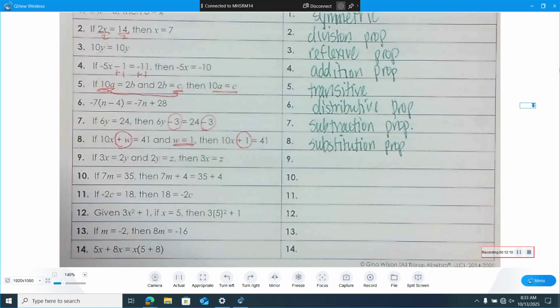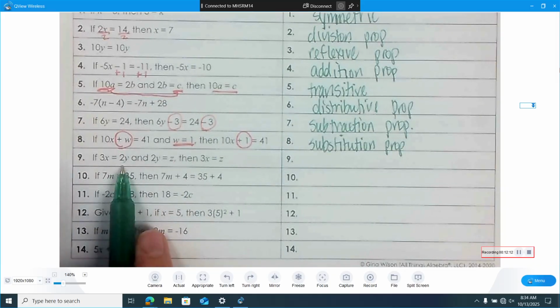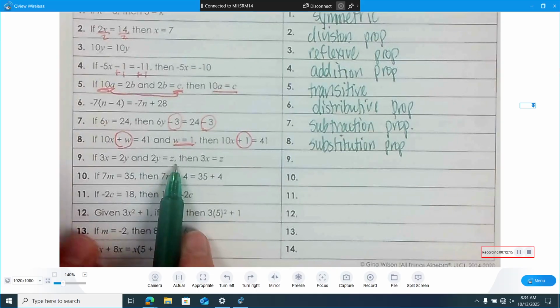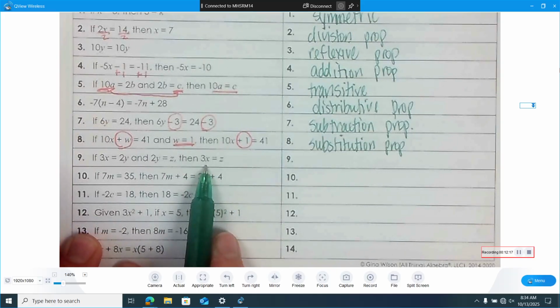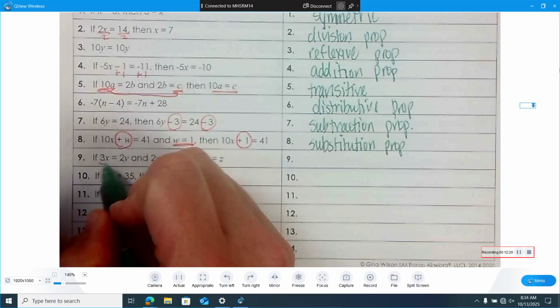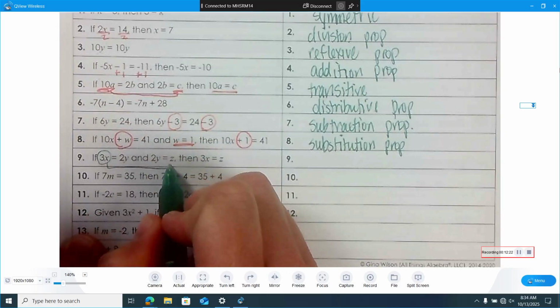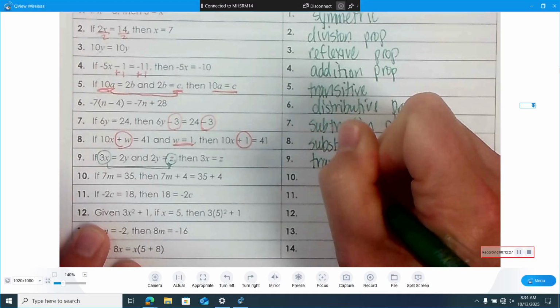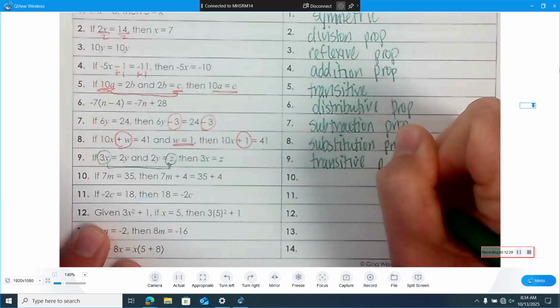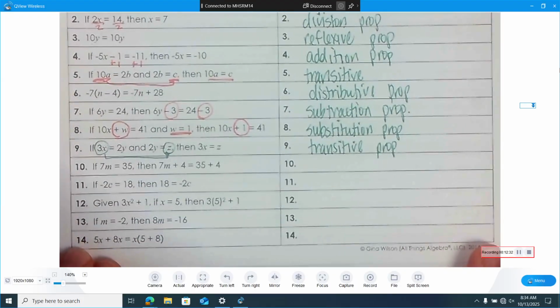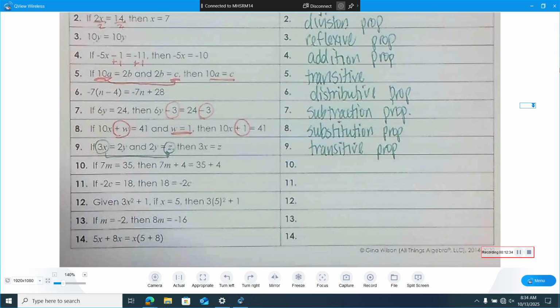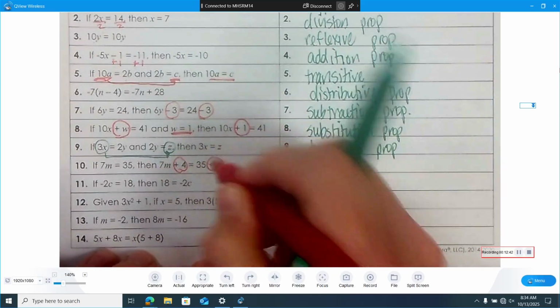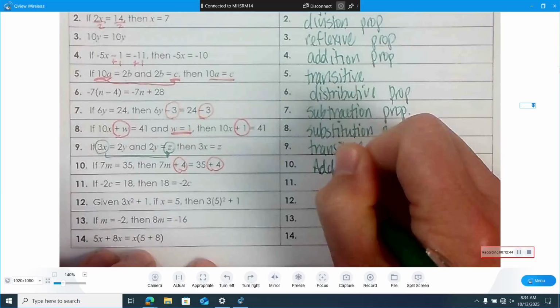All right, number 9. If 3x equals 2y and 2y equals z, then how come 3x equals z? Transitive, very good. Again, you can see the repetition there and a couple of equations, so that is transitive. The transitive property. And again, hopefully you'll get used to these. What's happening on number 10? Addition property. We're adding 4 to both sides. The addition property. Good.